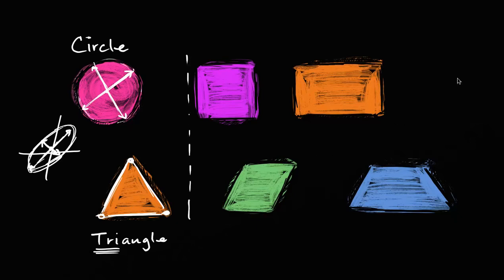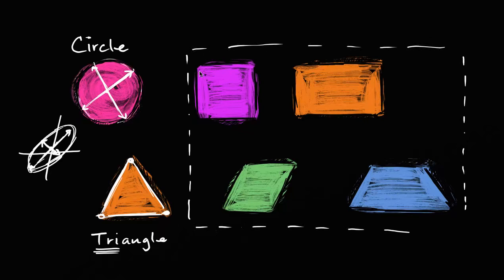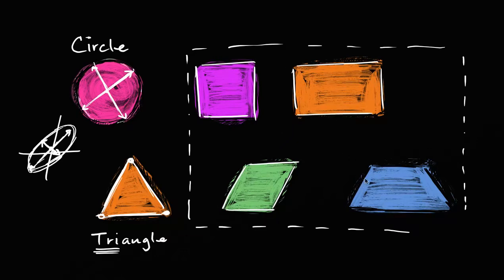Now what about these shapes over here? These shapes are interesting. How many sides do these shapes have? Well, if you count them, you see that this one up here in purple has 1, 2, 3, 4 sides. This one has 1, 2, 3, 4 sides. This one has 1, 2, 3, 4 sides. This has 1, 2, 3, 4 sides. So they all have 4 sides.